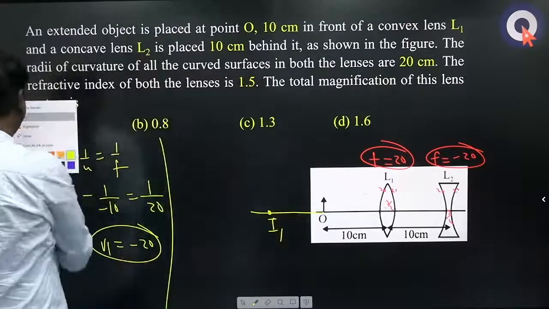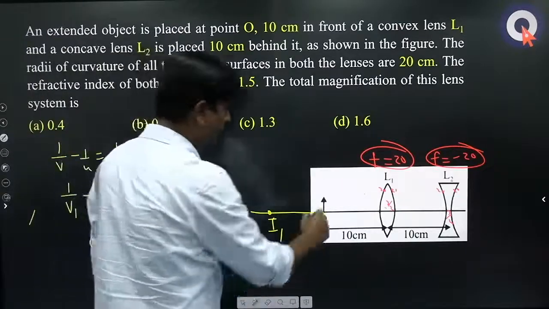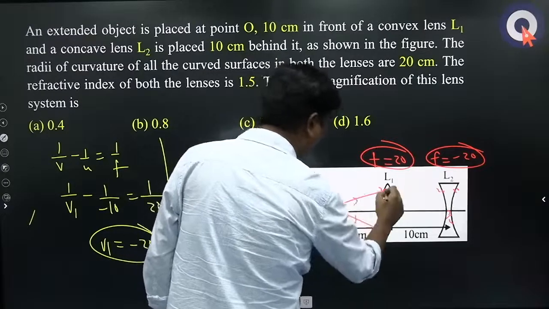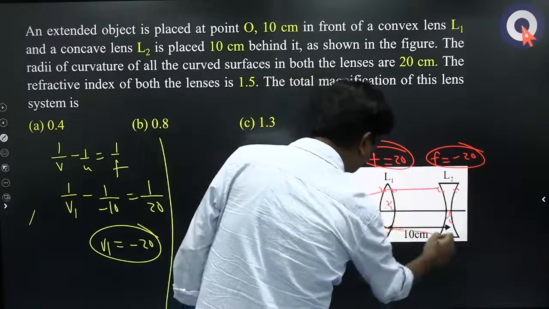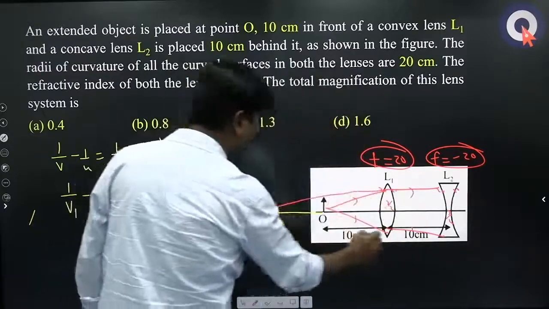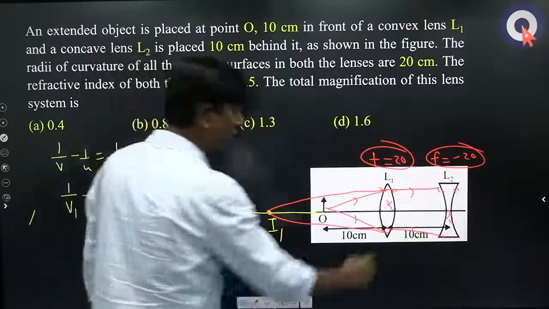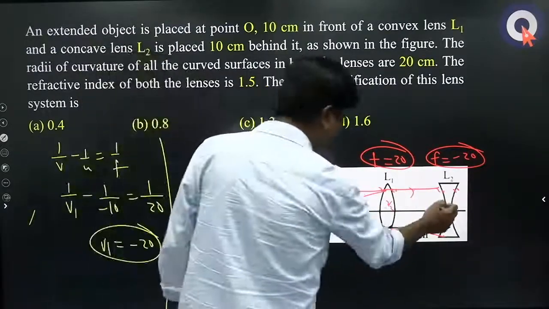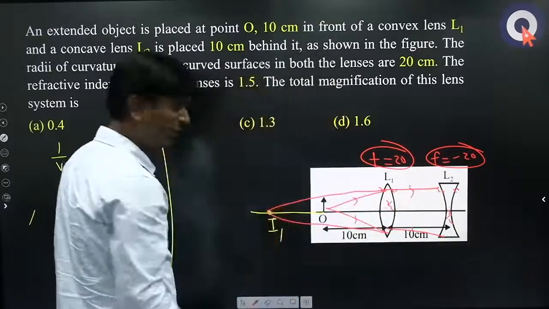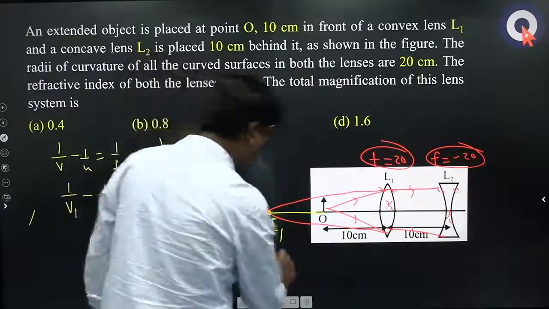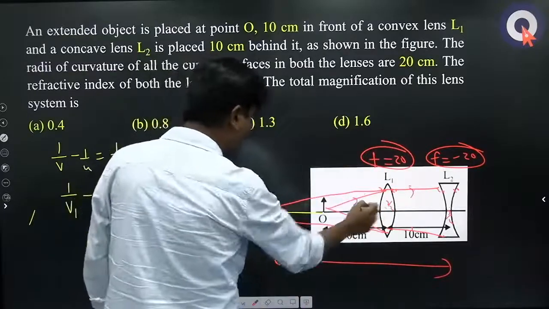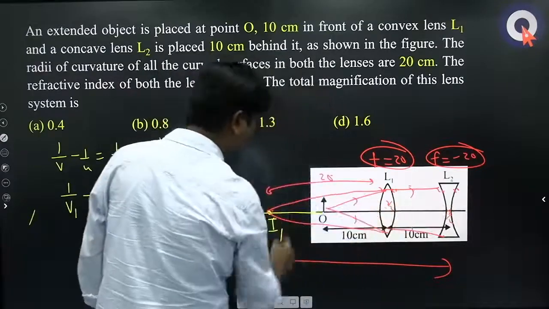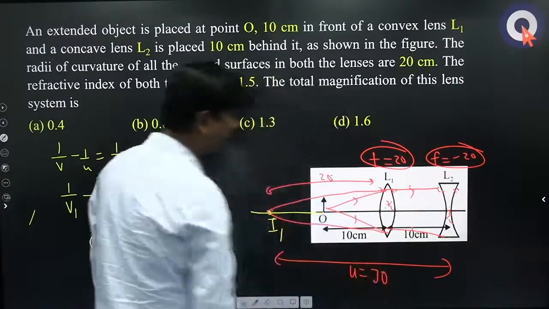Because if you observe these rays, first you will get the diverging rays and they become less diverging. Diverging only, but less diverging, as if they are coming from here. So for this concave lens, these rays are actually coming from here. So it will have a feeling that these rays are coming from here, as if a real object is kept here. So what is this distance now? Earlier this was 20, and now this is 10 plus 20, so the object distance should be 30.